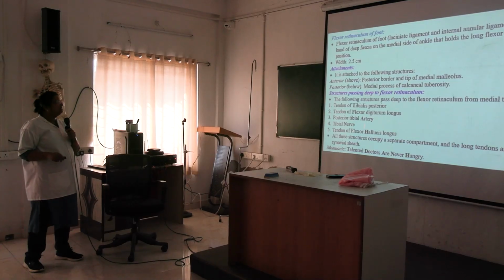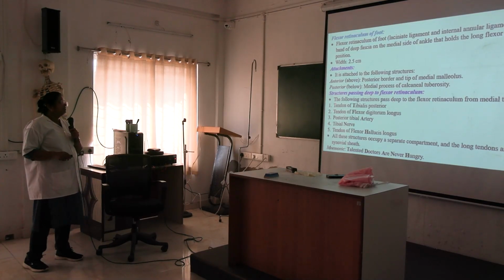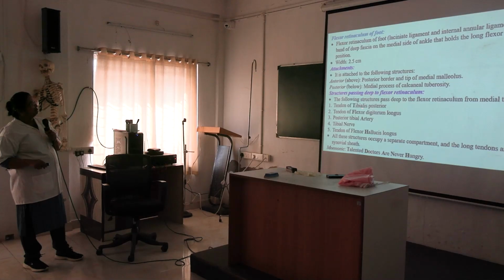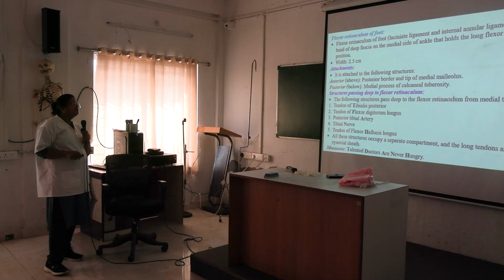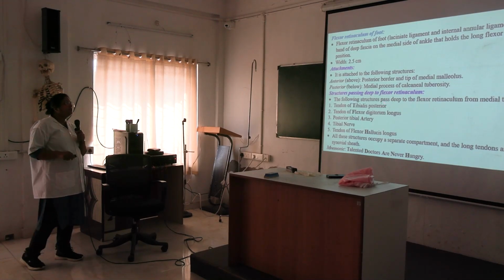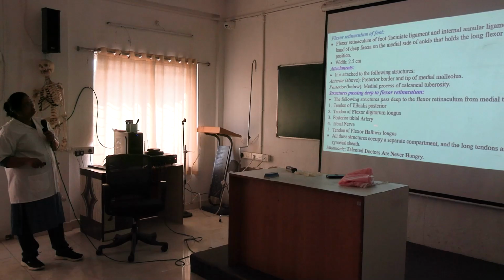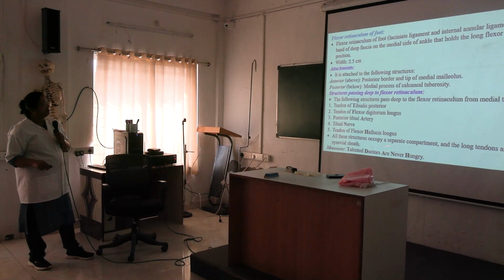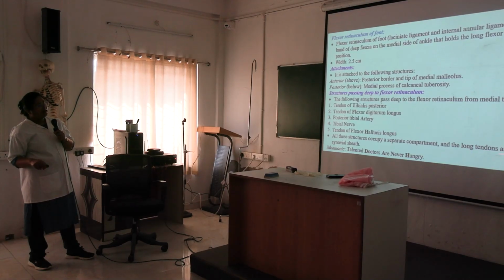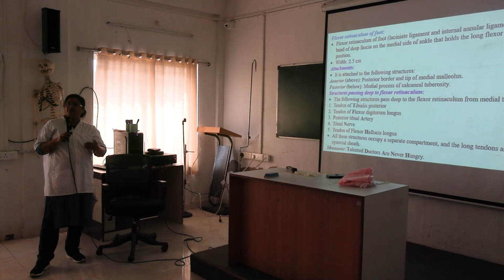What are the structures passing deep to the flexor retinaculum? They are these: tendon of tibialis posterior, then tendon of flexor digitorum longus, posterior tibial artery, tibial nerve, and tendon of flexor hallucis longus. Okay, and all these structures occupy a separate compartment, and the long tendons are covered by a synovial sheath. So you can remember like this: these are the posterior relations of the lower end of tibia.